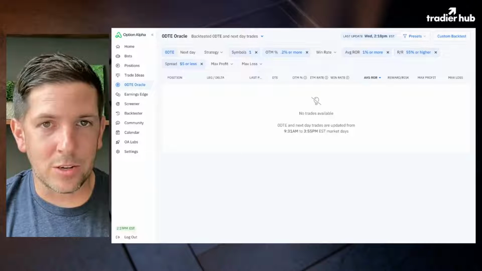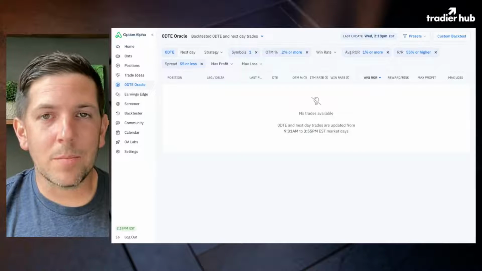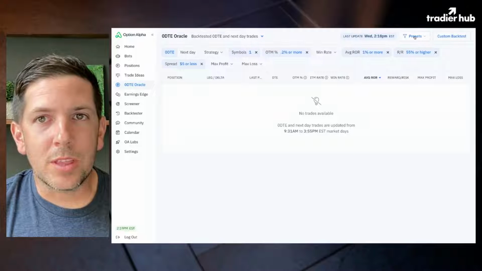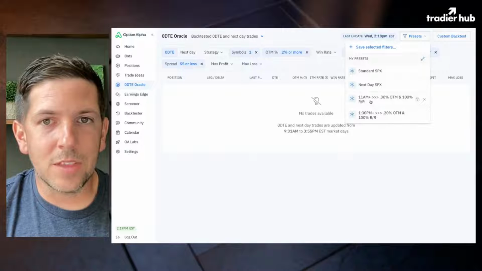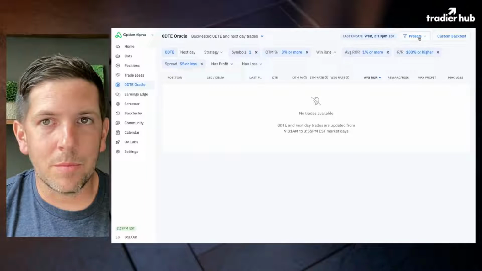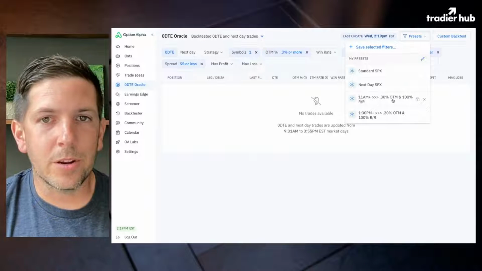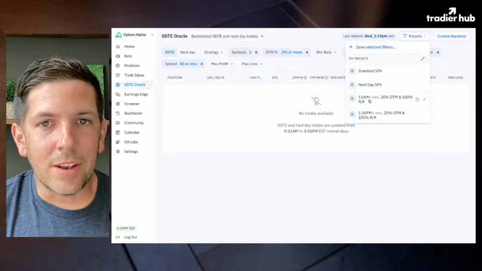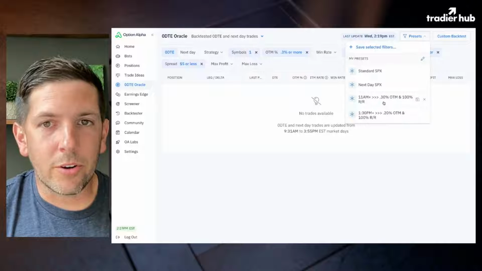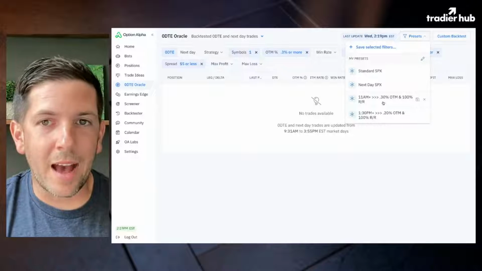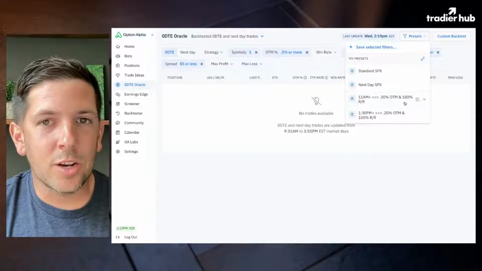There are 2 main ranges that I care about in the PEG data, and what I do is I put them in as presets. So here are the presets that I have. This one is 11 a.m. Let me just show you what it is. I pulled it up here so you can see it. It's 11 a.m. plus. And at 11 a.m., I'm looking for 0.3% out of the money and 100% risk to reward ratio.